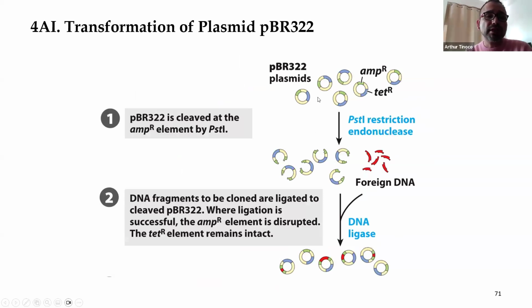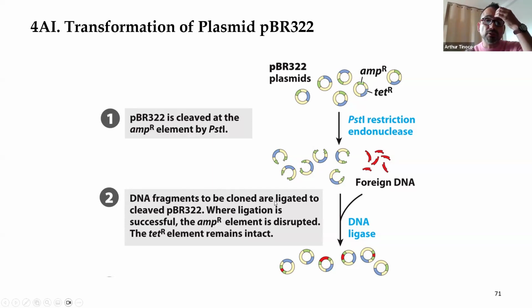Okay, so let's imagine that we use a restriction enzyme and we're going to cleave this. And where do we cleave it? At least from this cartoon depiction, we're cleaving it at a spot where we had a sequence, a gene for ampicillin resistance. This is a spot where we're going to insert our DNA of interest. So we take that foreign DNA, we apply ligase, and we ligate it into the plasmid.